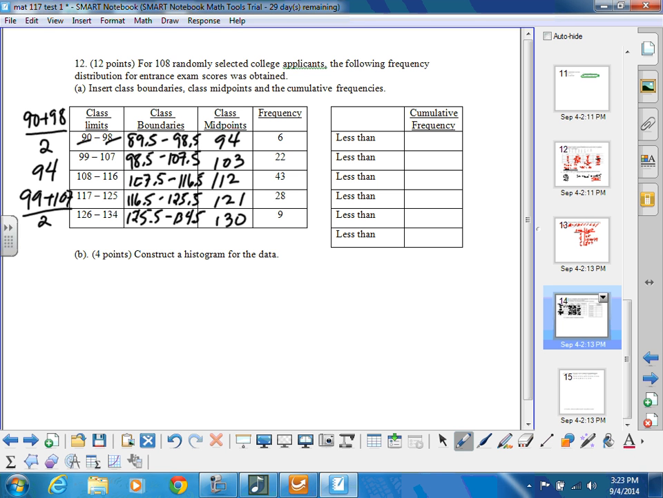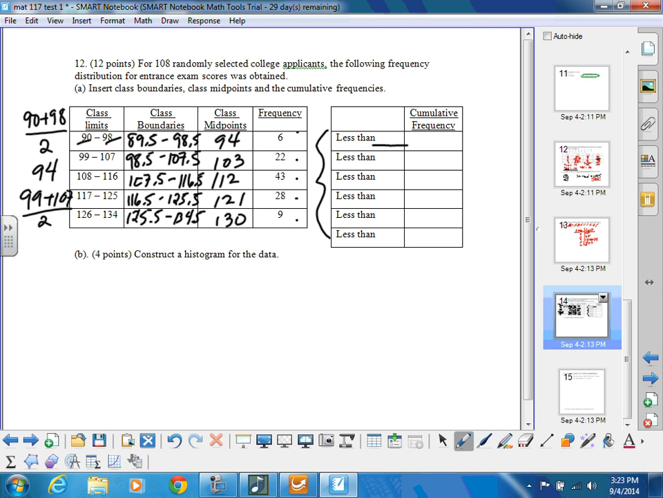Let's go ahead and do the cumulative frequency. We see here it says less than and it has a blank, so I need to fill that in. Notice there are 6 things here, but in this chart over here, I only had 5. This is only 1, 2, 3, 4, 5. There's only 5 of those. Why does that have an extra?